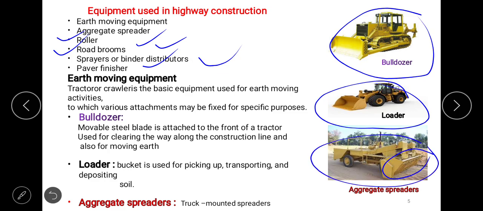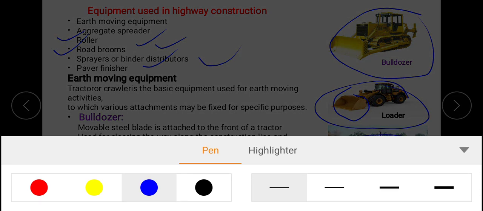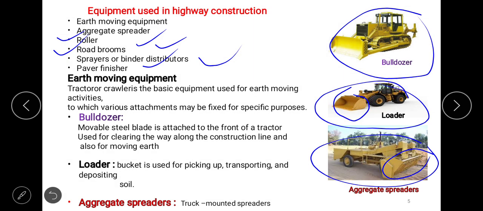This front portion, whatever the attachment you can see here, if you want I will put it in a different color. Whatever the front attachment to the body, may be wheeled vehicle or crawler mounted vehicle. This is crawler mounted, to which bulldozer in the form of a bucket with blade is attached. Here it is attached so as to say it has a loader.